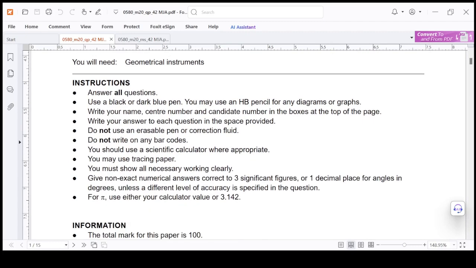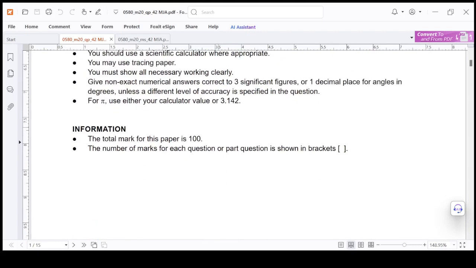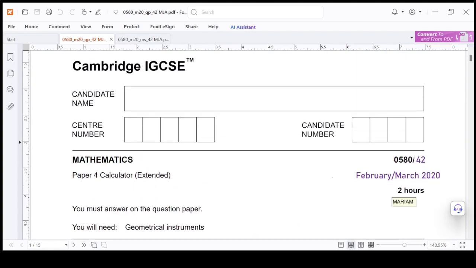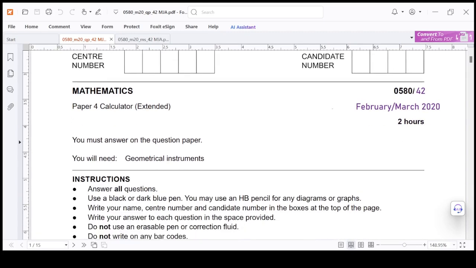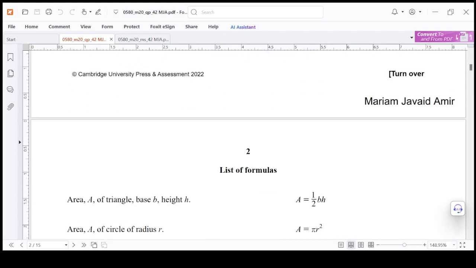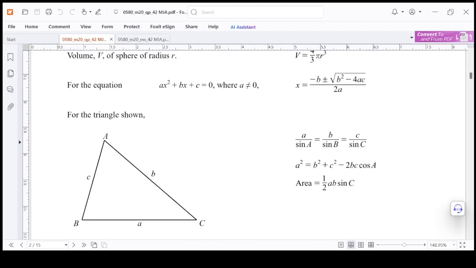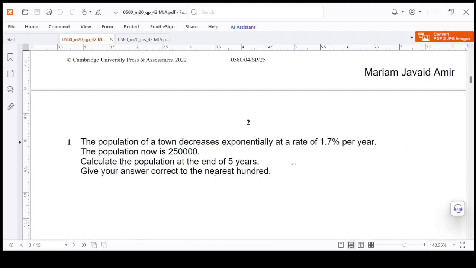This is paper 4, that means of course calculator would be allowed. It's now a 100-mark paper and 2 hours would be allowed for this paper. I'm attaching the view link to this paper and its marking scheme in the description below.